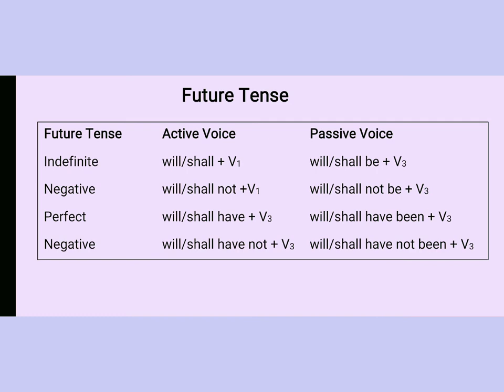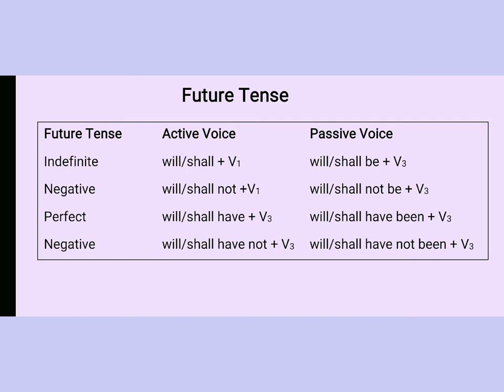Okay, if your sentence would be in a not, okay, so you will write will, shall, not be plus v3. So for example, I have a sentence, I can say we shall not buy eggs. Okay, we shall not buy eggs. Done. So this is our negative sentence.